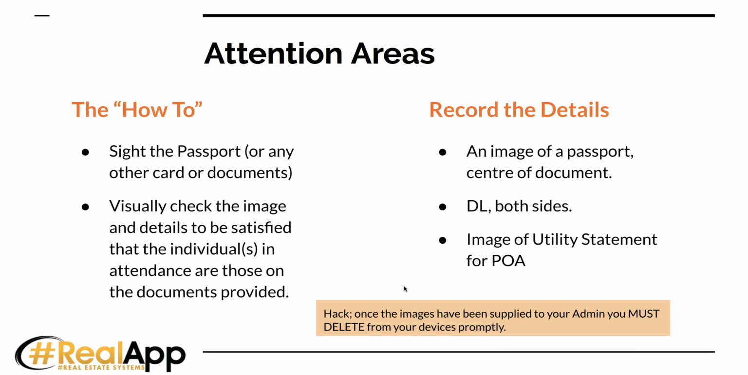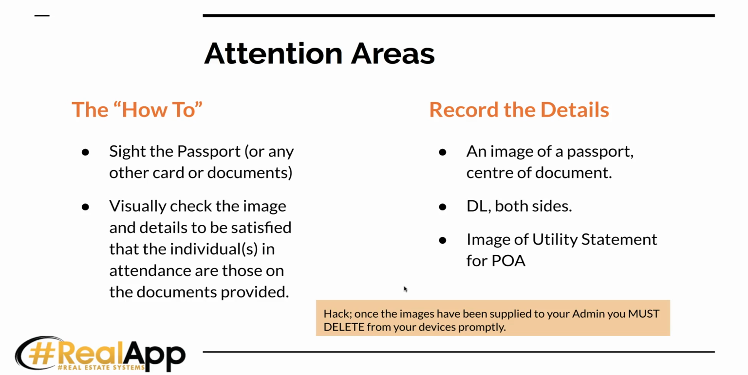Moving on, the areas that need to have attention paid to are that you must cite the passport and or any other cards or documents that are going to be used in the process of identifying your client. You must visually check the image, look them in the eye across the table, and know and understand that the people that are sitting opposite you are absolutely those people who are on the title, and this is the residence that you have got connected with a utility statement or whatever, so there's no other further issues to be concerned about. You must record the details, however.